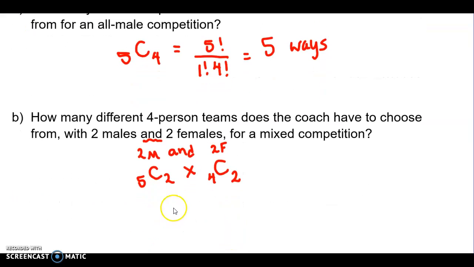5 choose 2 is 10. 4 choose 2 is 6, giving us a total of 60 ways.